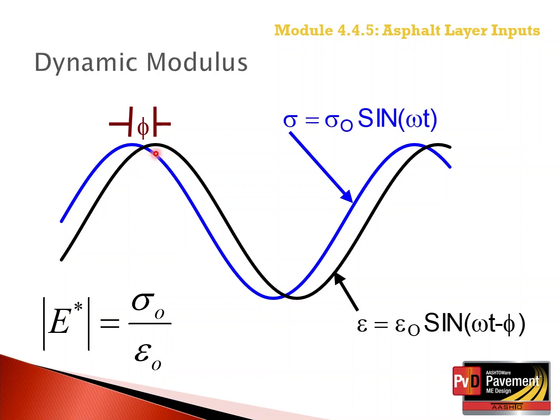A high phase angle or very large difference between the maximum applied stress and when the maximum applied strain or deformation occurs means the material is beginning to behave as a viscous material. A purely viscous material has a phase angle of 90 degrees, and there is a long time between the maximum applied load and when the maximum measured response occurs.